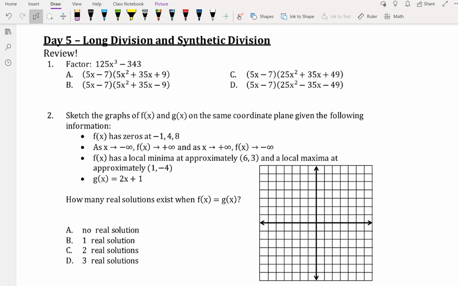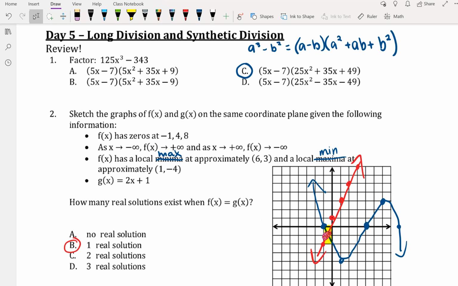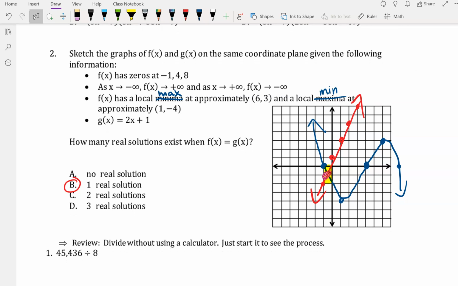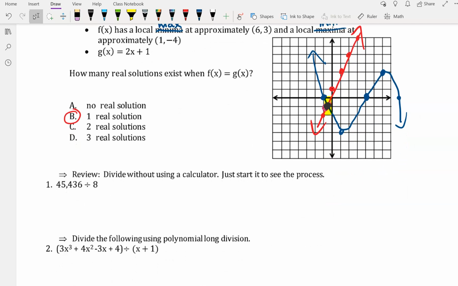Go ahead and pause the video and do problems number 1 and 2, and then I'll put the answers up there. Okay, here are the solutions. Number 1 was C. You're going to use this formula. This is the difference of cubes formula. That's supposed to be a cube. There we go. So you'll use that formula for number 1. And for number 2, you would graph both graphs and see how many times they cross. You can see here they only cross one time, which means they have one real solution.